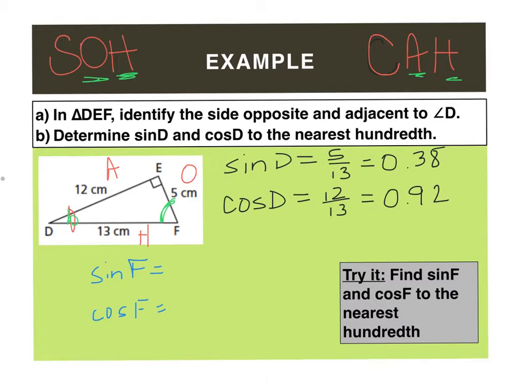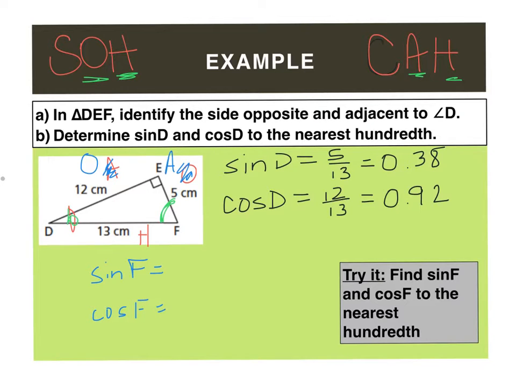Okay, so in this question, sine f. Now when I'm doing f, I'm hoping people did it, but if I do f, the only thing that's going to change is that a and o are going to switch spots. Instead of 12 being a and 5 being o, now o is 12 and a is 5. So we just swapped them about, okay?